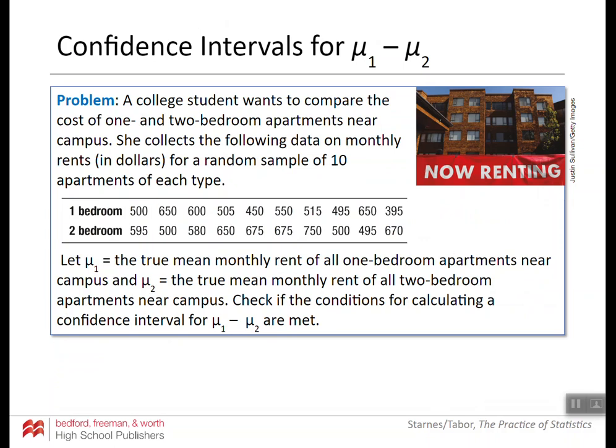So, next example. A college student wants to compare the cost of 1 and 2 bedroom apartments near campus. She collects the following data on monthly rents in dollars for a random sample of 10 apartments of each style. Let mu1 be the true mean monthly rent of all 1-bedroom apartments near campus, and mu2 be the true mean monthly rent of all 2-bedroom apartments near campus. Check if the conditions for calculating a confidence interval for mu1 minus mu2 are met.